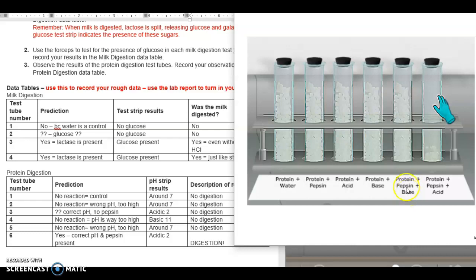way too high, and it was even too high at 7, where this second pH strip came in at around the same as water. So it has to be the perfect conditions, more or less, for an enzyme to be turned on and actively breaking down a protein.